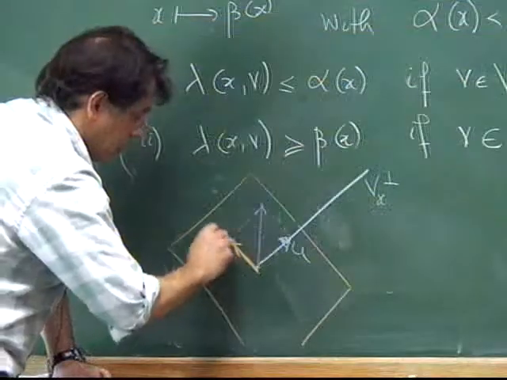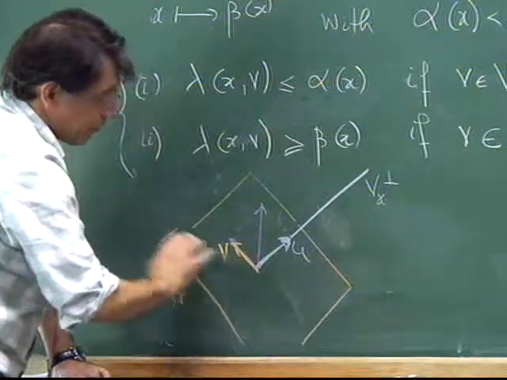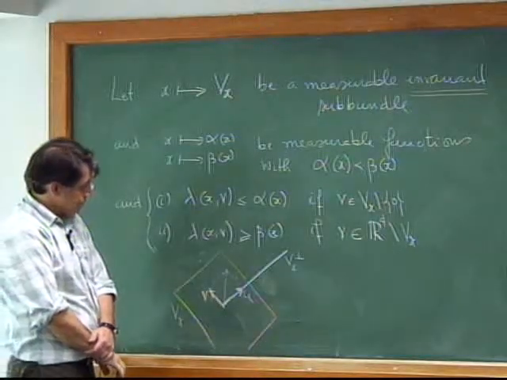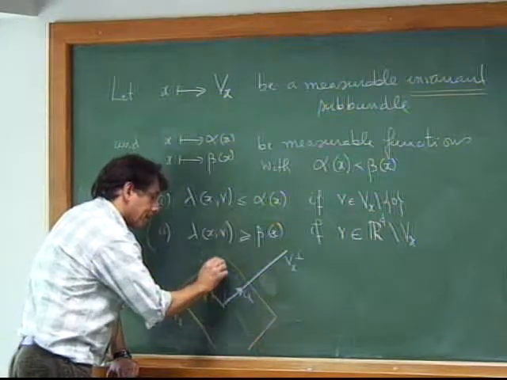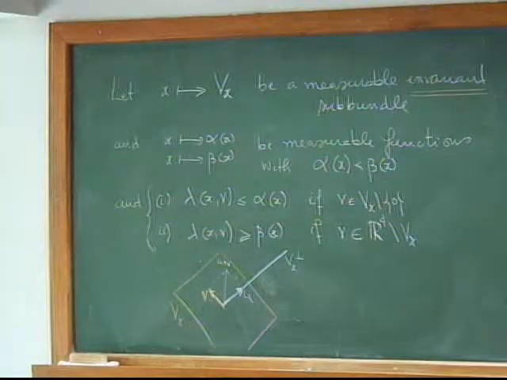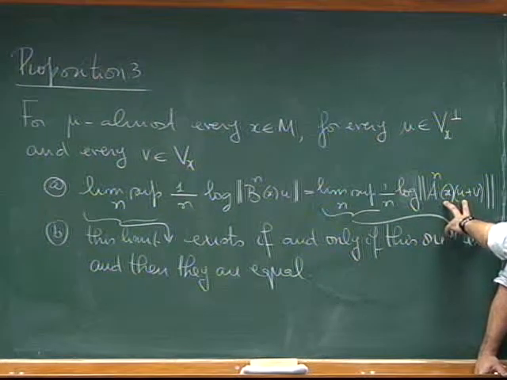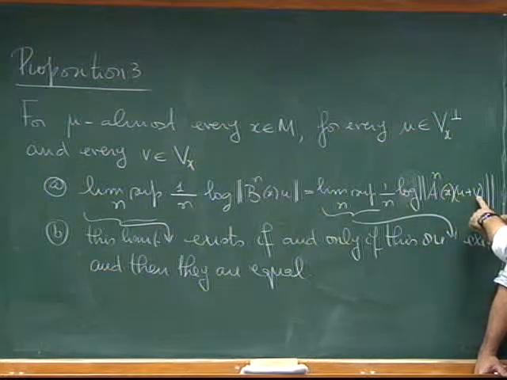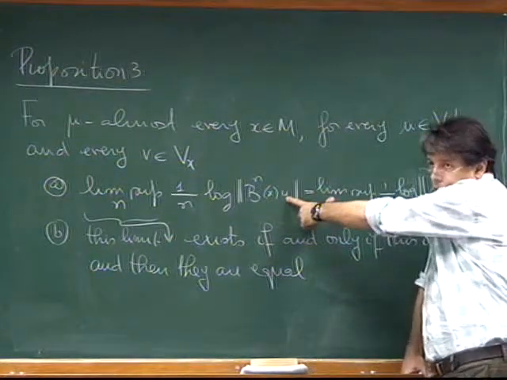So this is the meaning of those two objects in the statement. u is a vector along the orthogonal, v is a vector along the Vx, and we are looking really at the sum, u plus v. So what does the first part of the proposition say? It says that if you want to understand how the sum grows, you don't need to look at v. You just look at the orthogonal direction.